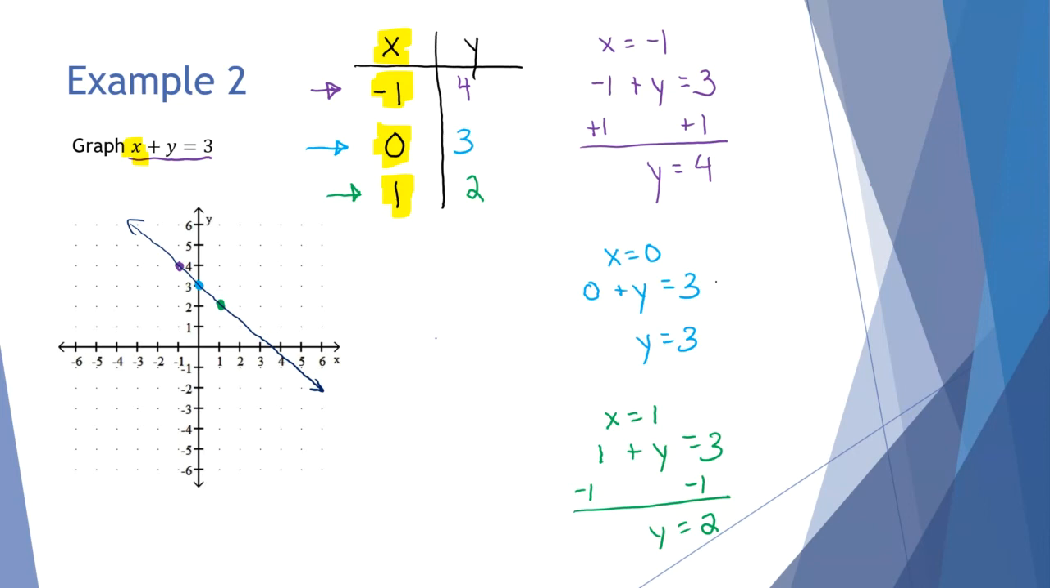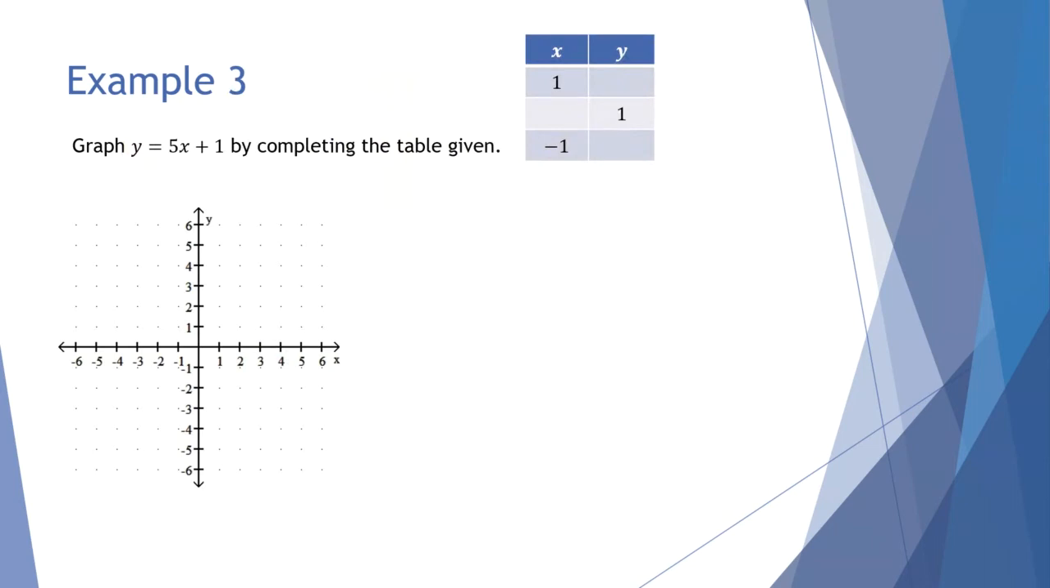Okay. Now, sometimes they give you the table, and then you have to fill it in. So here we are given a table and we want to graph y equals 5x plus 1. It's a very similar process. So for the first row, under the x we have 1. So x is equal to 1. So I need to replace x in my equation with the x that I'm given here.